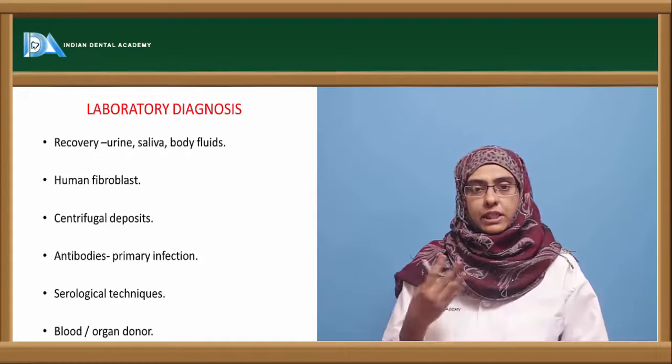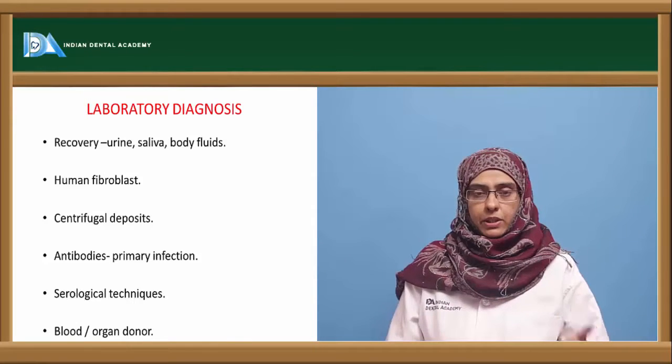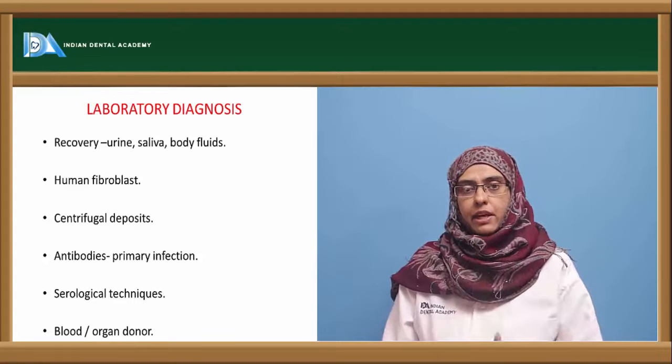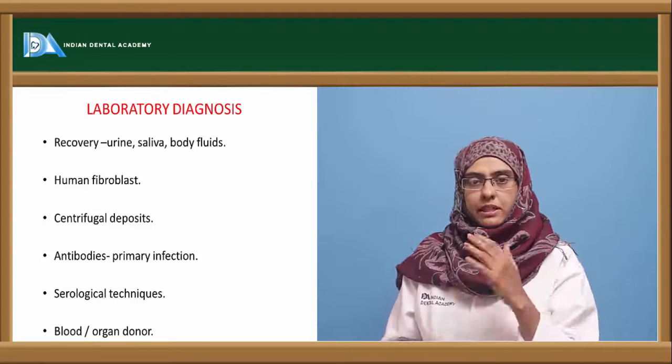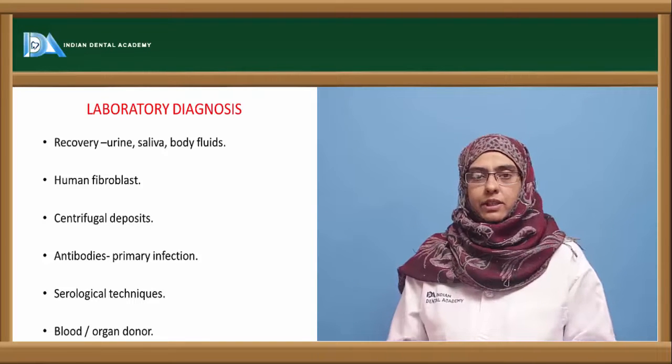So you have to screen the blood or organ donor to see if they are contaminated with this particular infection. Antibodies are usually directed against this cytomegalovirus to eliminate the infection from the blood or the organ, and then they are usually successfully transplanted.